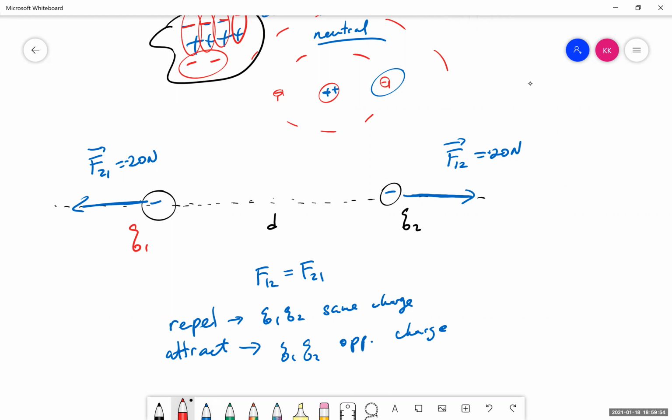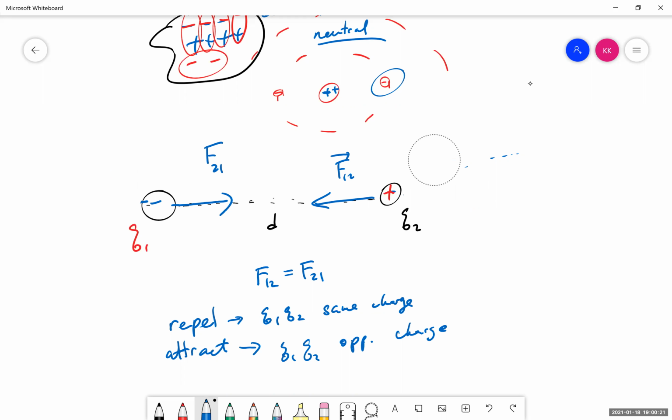That means, for example, if Q2 happened to be a positive charge instead of a negative charge, then the whole thing changes. Instead of repelling each other, they're going to attract each other. So there's going to be a force toward each other. Let's say this is F21, and there's going to be F12. The difference is now F21 is going to be positive and F12 is going to be negative, let's say. That means they attract each other if the charges are opposite, and they repel each other if the charges are the same. Okay, so this is what we're going to be investigating in this lab too: the interaction between two charged particles and the forces that they exert on each other.